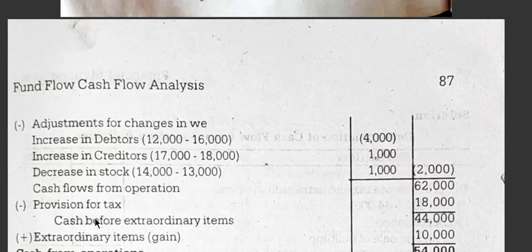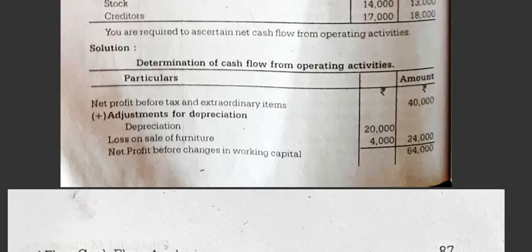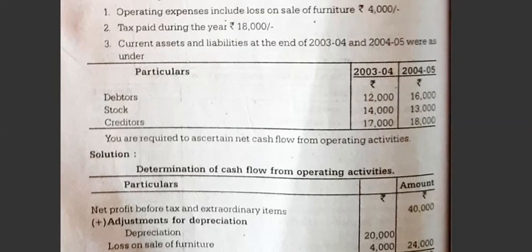Less tax. If there is any tax, you have to deduct it. The tax is given in the problem in the adjustment. It is 18,000, so you have to take 18,000.